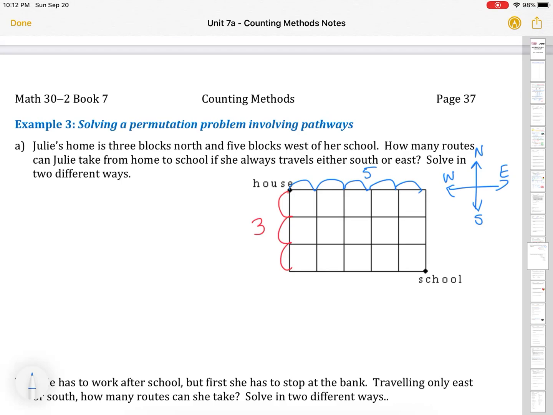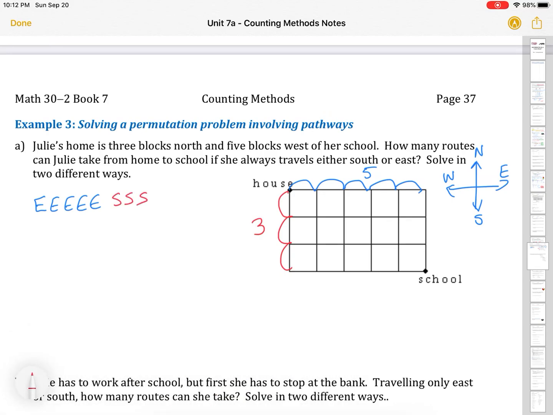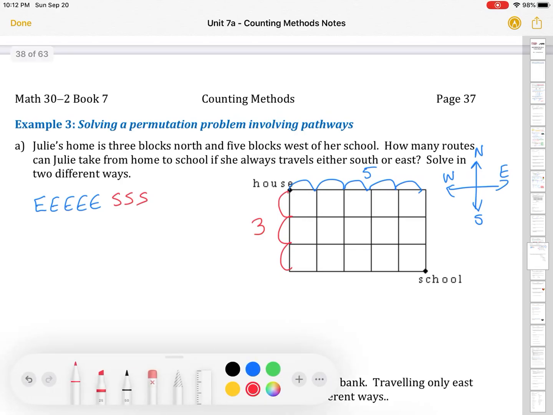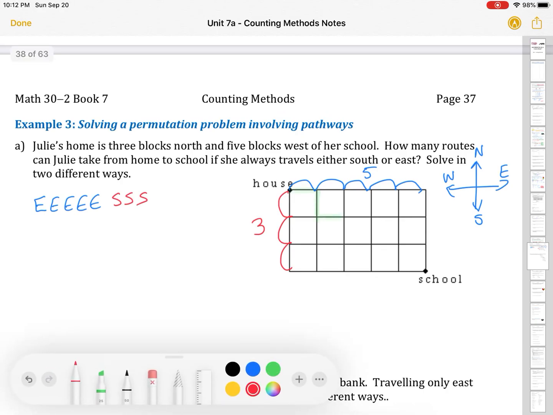So she has 3 there, and she has 5 here. Okay. So looking at this, she can go east, east, east, east, east, but she can go on different pathways. And she can go south, south, south. No matter how many she takes, it's going to take her this many steps to get there, right?